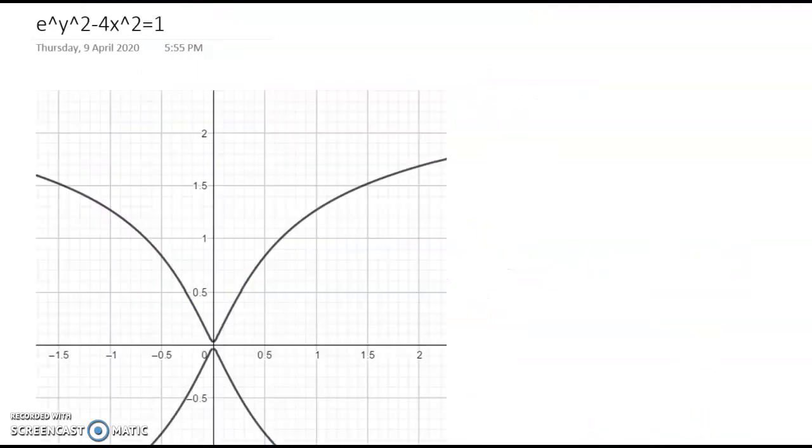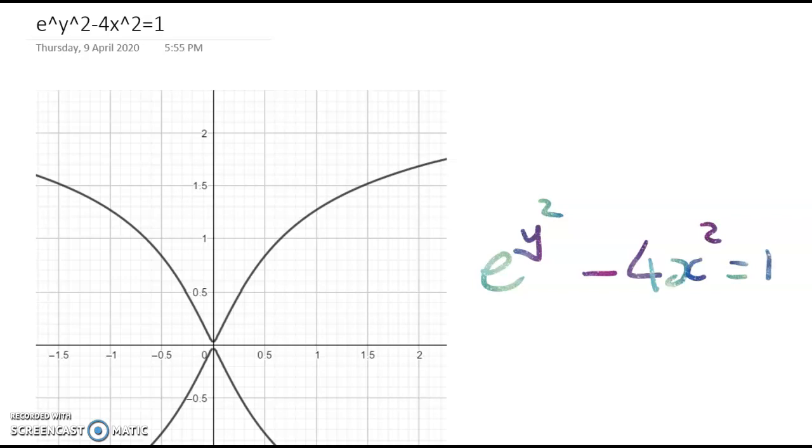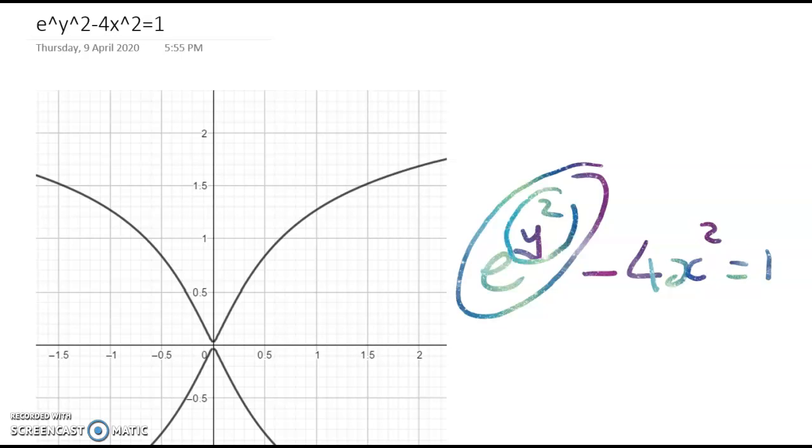Now the next one's an exponential, so it's e to the power of y squared minus 4x squared is equal to 1. So you can see that we're going to need to use the chain rule on this, because we've got e to the power of y squared, not y. But again, we've got a nice easy one because the y's are all in this term and the x's are all in this one, so I don't need the product rule.